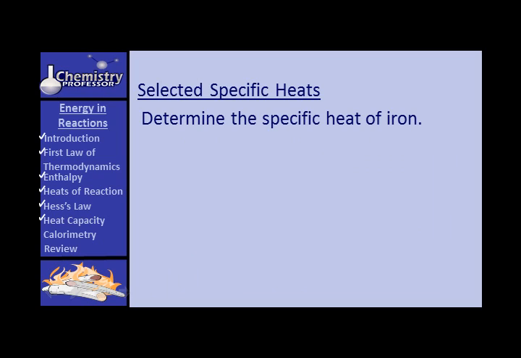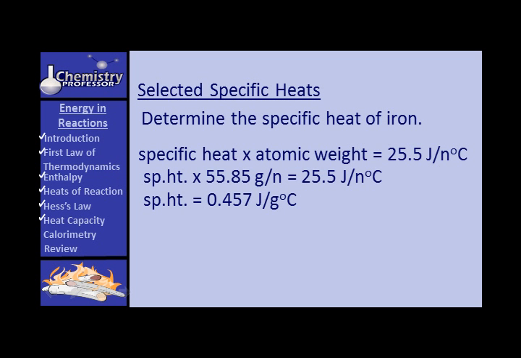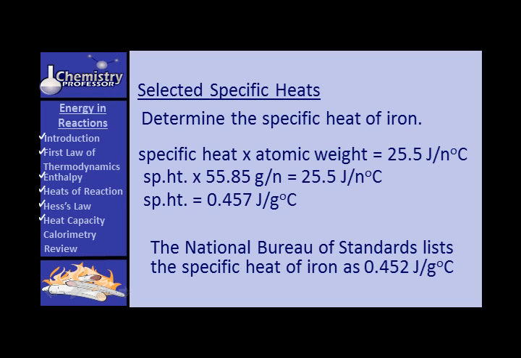Determine the specific heat of iron. Well, you say, I just had it back there. I'm not going to let you go back. You've got to calculate it. So you say, okay, well, the specific heat of iron times its gram atomic weight is 25.5 joules per mole degree Celsius. Specific heat times 55.85 grams per mole is about 25.5 joules per mole degree Celsius. So the specific heat is about 0.457 joules per gram degree Celsius. How accurate is that? Well, the National Bureau of Standards lists the specific heat of iron as 0.452 joules per gram degree Celsius. Ladies and gentlemen, that is pretty good agreement.